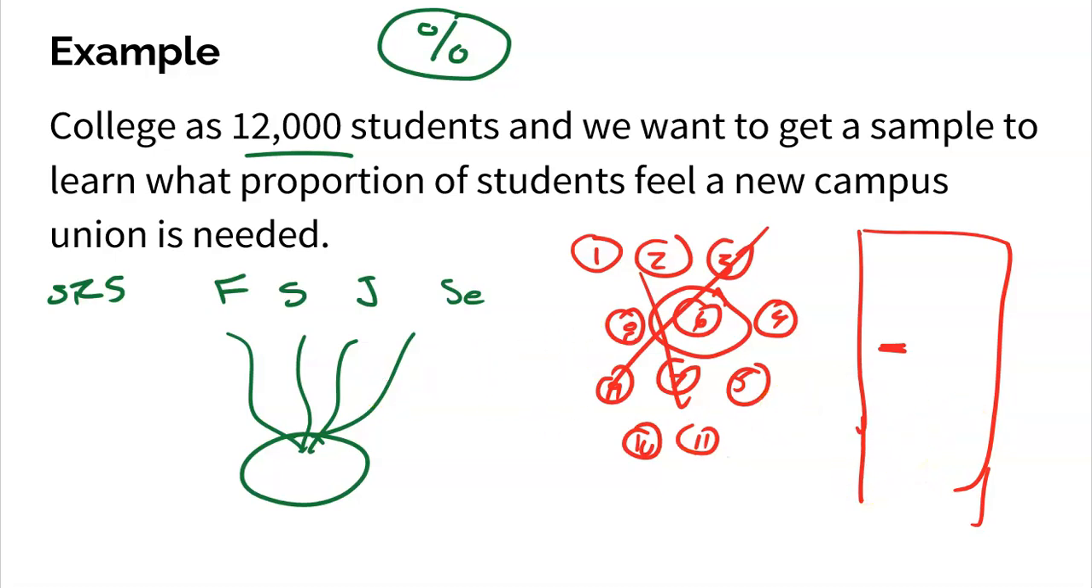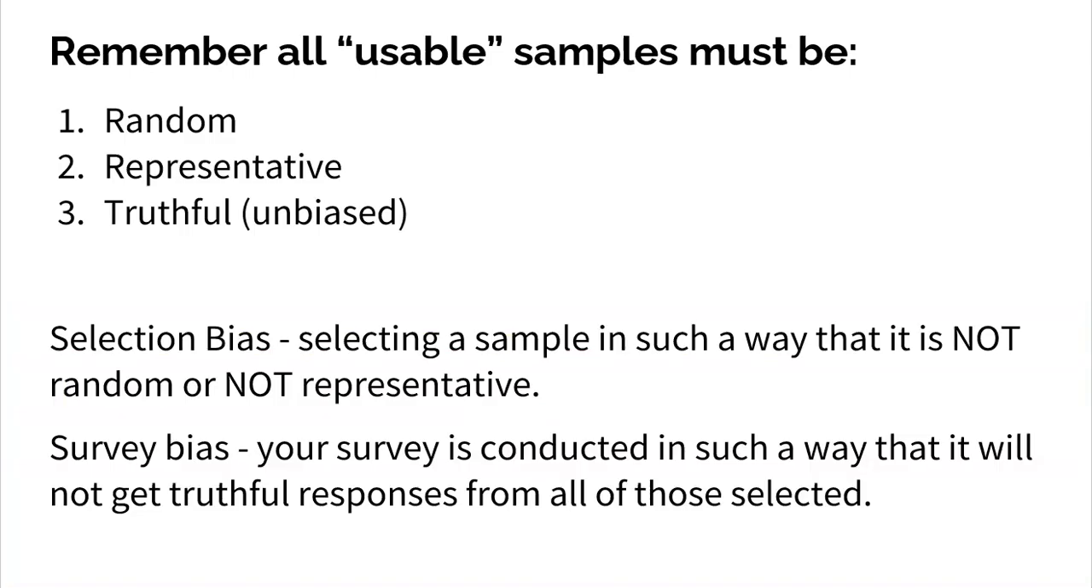All right, what do we not do when sampling? Because everything we just talked about was good ways to make it random. What do we not do? Well, we talked about what makes samples good: random, representative, truthful. So anything that leads to those things not happening, that's going to be bad.